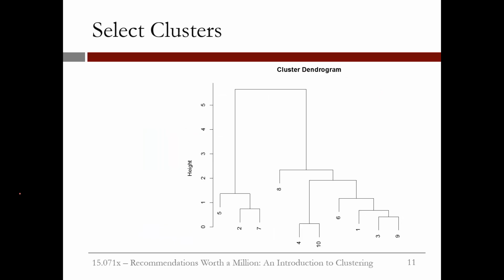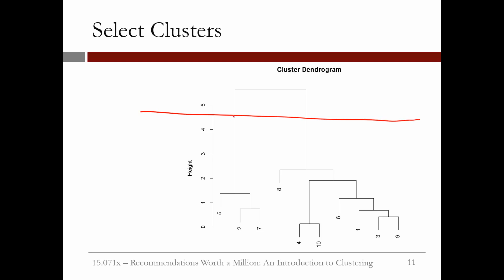We can use a dendrogram to decide how many clusters we want for our final clustering model. This dendrogram shows the clustering process with 10 data points. The easiest way to pick the number of clusters you want is to draw a horizontal line across the dendrogram. The number of vertical lines that line crosses is the number of clusters there will be.